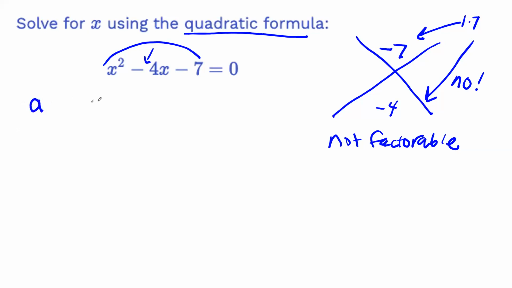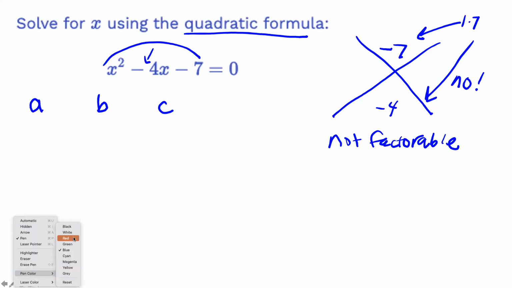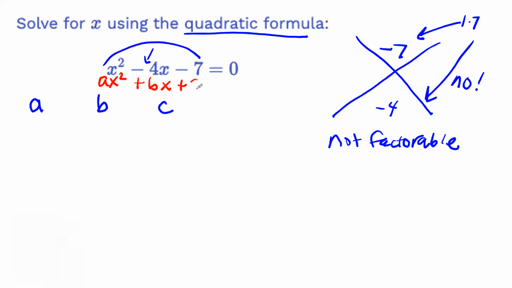So first I need to know what A is and what B is and what C is. So just to point out, I'm going to switch colors. It's ax squared plus bx plus c. So when I'm looking through these, the A is this number in front here, it's a 1. And then B is the number in front of the X, so that's -4. So I have to take the sign with it. And then C is the number at the back by itself, the constant. And again, I have to take that sign, it's a -7. So A, B, and C are these.